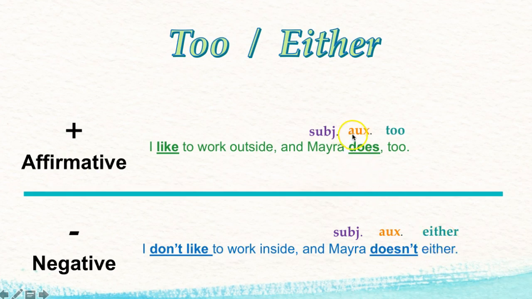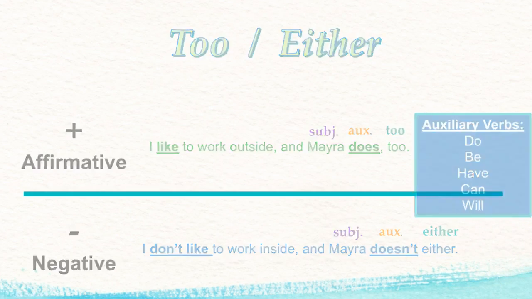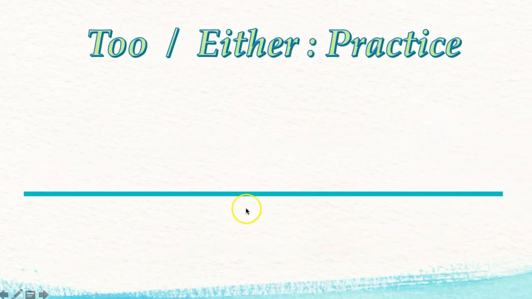You might wonder, what is AUX? That is auxiliary verb. These are verbs that help the main verb. For example, we have do, be, have, can, and will. These are some examples of auxiliary verbs, and we will practice more in this video how to use them. For now, let's begin doing some practice with to and either.